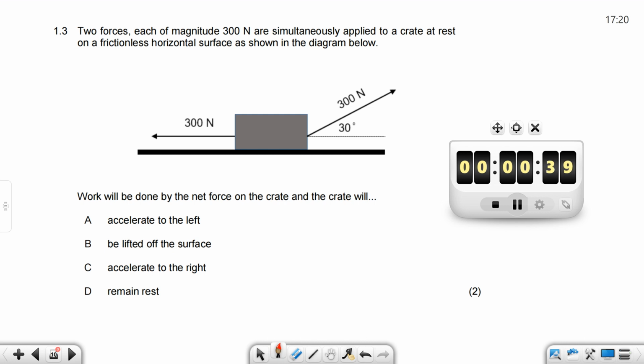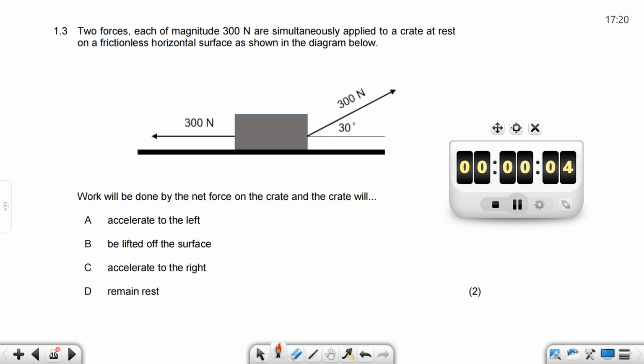Two forces, each of magnitude 300 newtons, are simultaneously applied to the crate at rest on a frictionless horizontal surface as shown. The work will be done by the net force on the crate, and the crate will... Okay, Idris has a D. Bonga also had a D. You have an A. Whitley has an A. Okay, A. Oh, they copied you. You chose A.